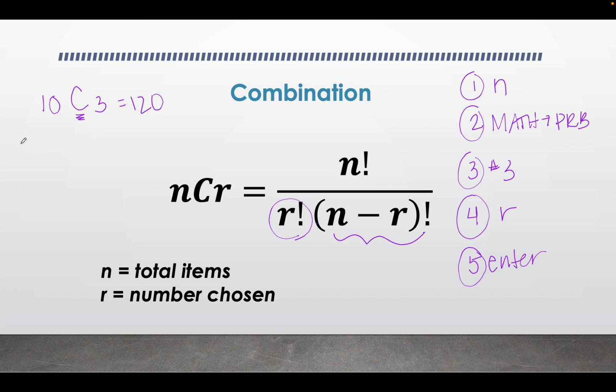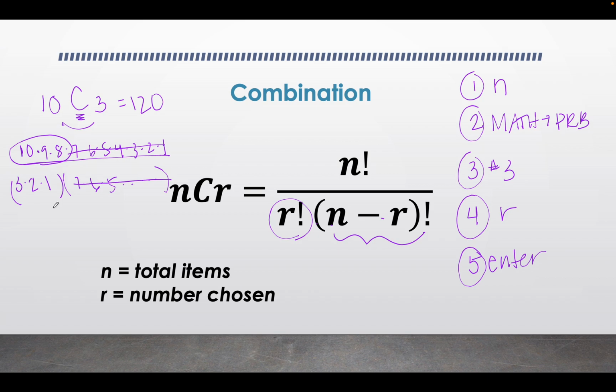Now to look at how this works mathematically so that you are understanding what the calculator is doing, let's do this all the way out here. Here's n factorial. r factorial is 3 times 2 times 1. And then n minus r factorial, that's 7 factorial. So that's 7, 6, 5, 4, 3, 2, 1. Again, that will cancel. Before, we were just left with 10 times 9 times 8.